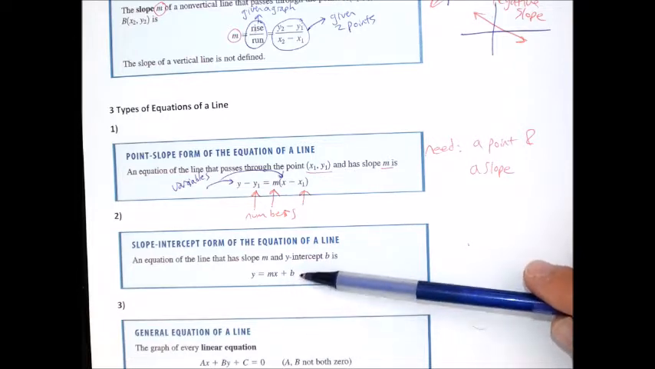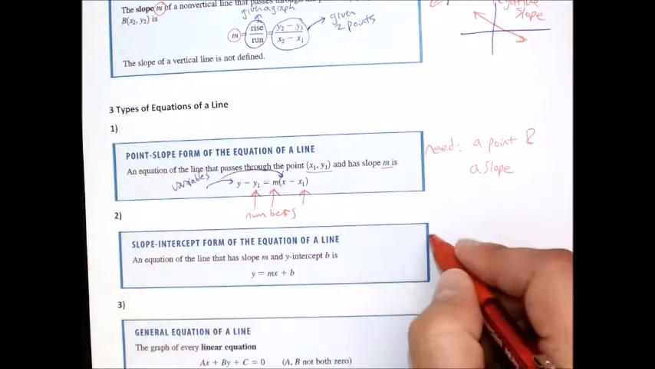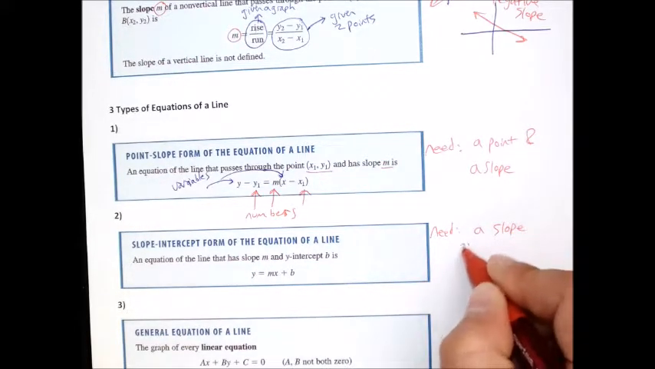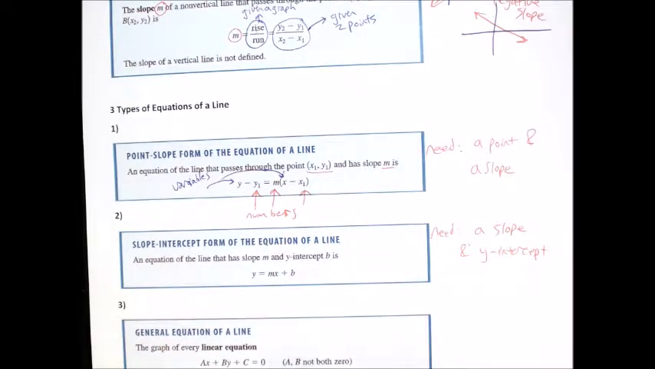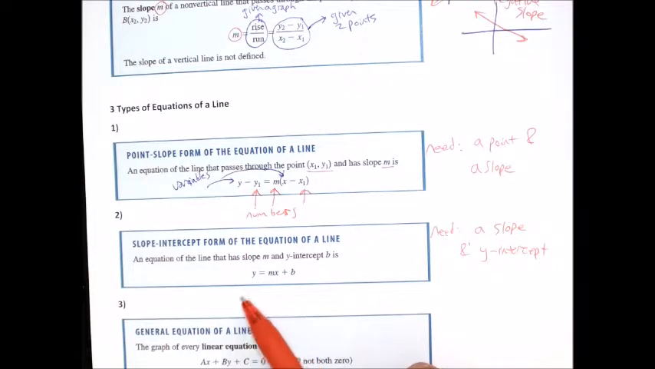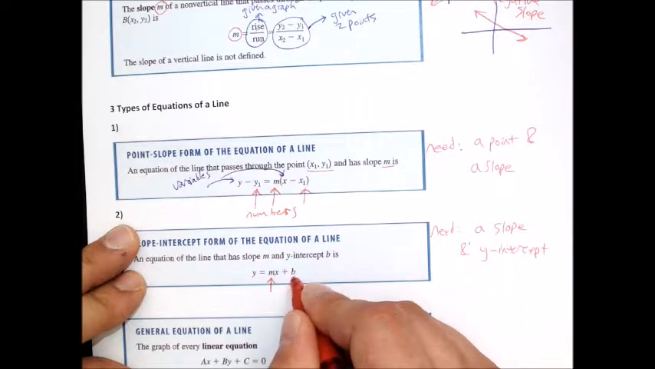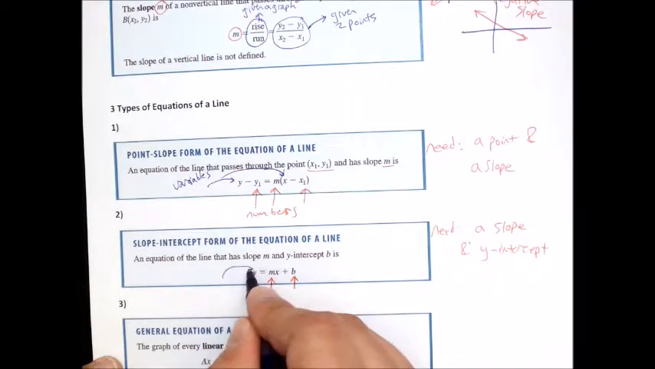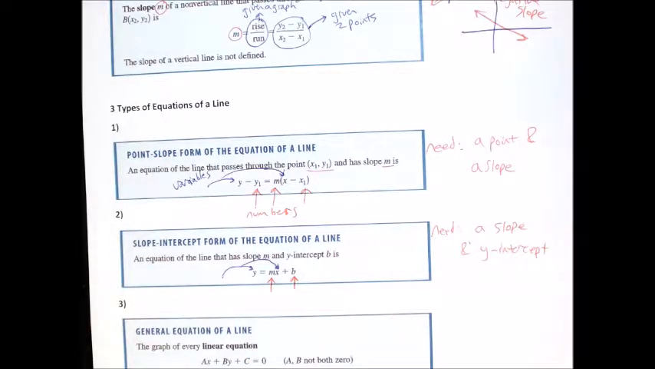If you want the slope-intercept form, again, the word tells you what you need. Slope-intercept is telling us that we need a slope and a y-intercept in order to write this. You can see that the slope, m, is right there, and the y-intercept, b, is right there. Those 2 things I'm pointing to are numbers, and the things that are not numbers are the variables, y and x.